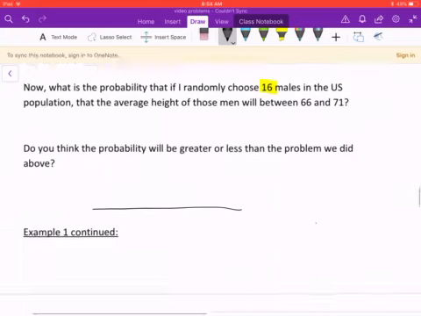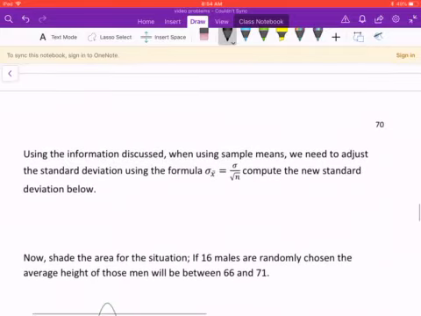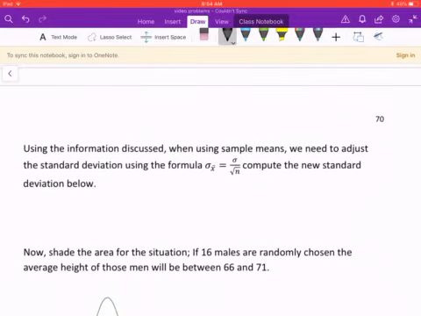All right, let's keep going with this. So using the information discussed, when using sample means, we need to adjust the standard deviation. We're going to be using this formula right here. The standard deviation for our sample means is going to be: the old standard deviation was 3, right? And then we're going to divide that by how many members are in our sample.